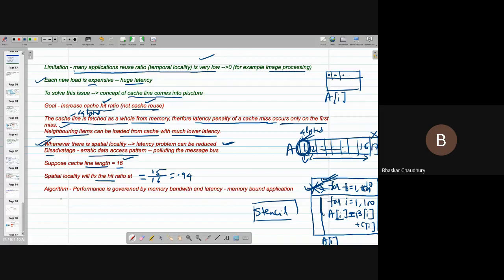Okay, so the summary is that algorithm performance is governed by memory bandwidth and latency. Particularly, most of the algorithms which we encounter are in fact memory bound in nature. Not always, but a good amount of algorithms are memory bound in nature. That means the performance is governed by memory bandwidth and latency. And to really address that problem, we need to understand this memory hierarchy. So that's the important conclusion which you are getting from this discussion.